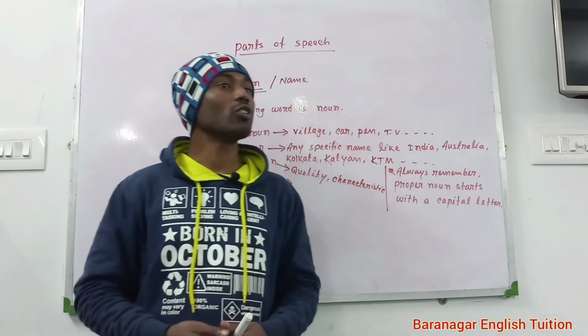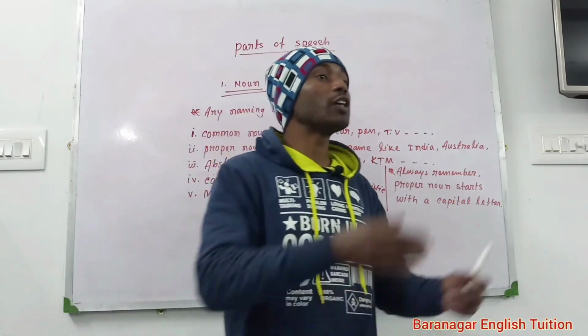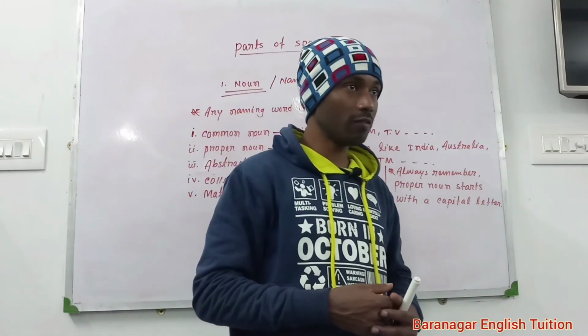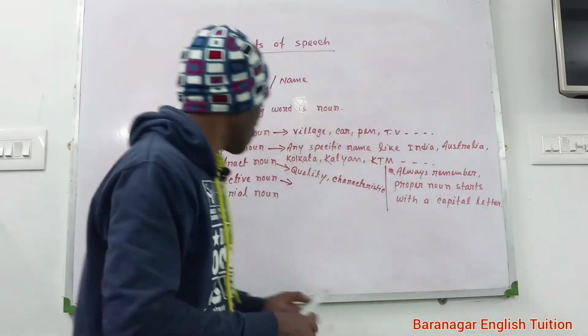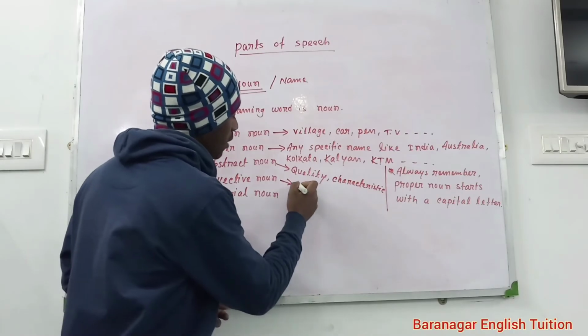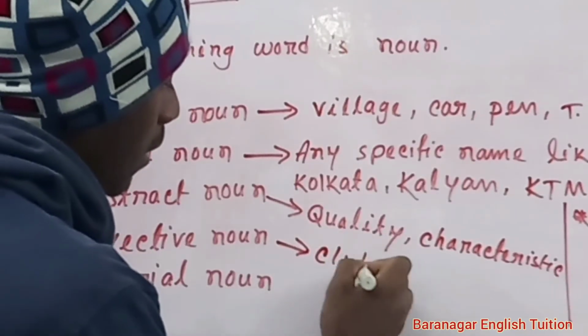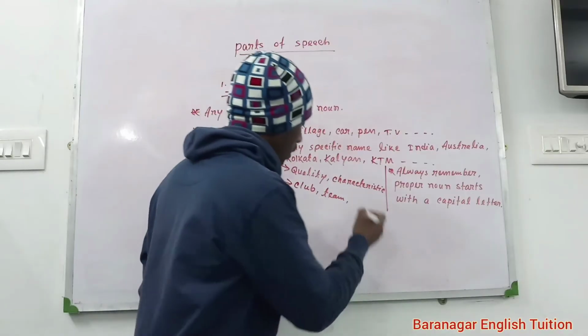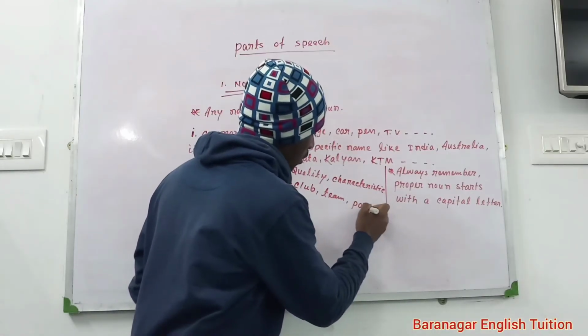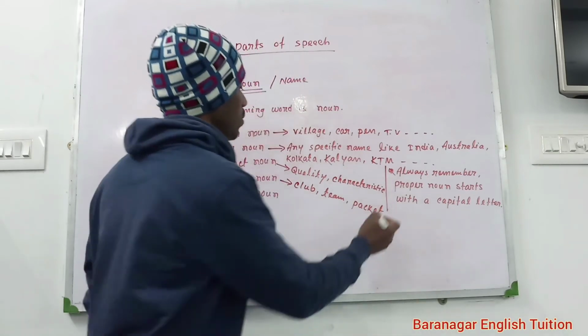Suppose you are talking about a group of visitors. So group is the collective noun. So a collective noun is any kind of club, you can say club, you can say team, or you can say packet. So these are the collective nouns.